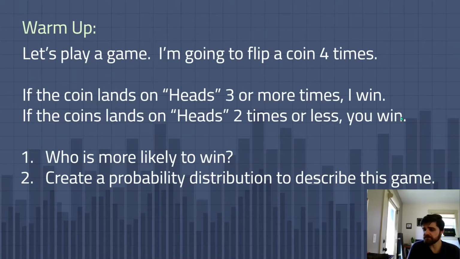So to start us out, let's say we play a game. I'm going to flip a coin 4 times. I have this coin here, I'm going to flip it 4 times. If the coin lands on heads 3 or more times, then I win. If the coin lands on heads 2 times or less, then you win. So think about it for a second. Who is more likely to win? Maybe pause the video and see if you can figure it out. And then we're going to create a probability distribution to describe this game.